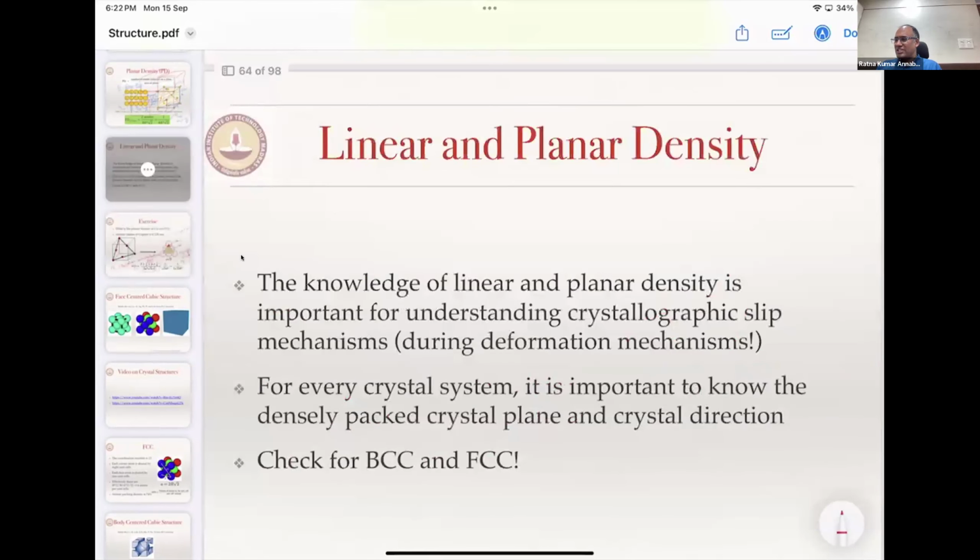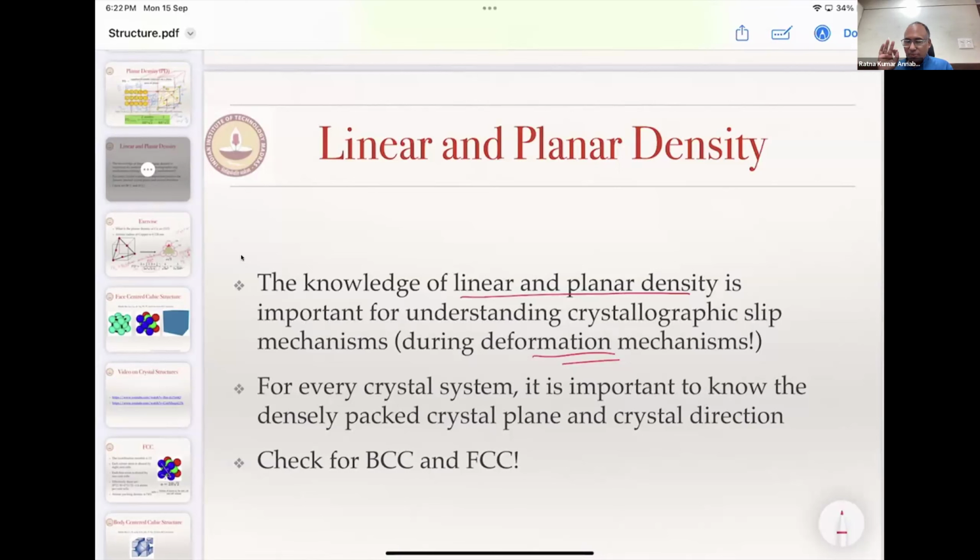So why are we interested in linear density and planar density? Because the knowledge of linear and planar density is extremely important for us to understand the deformation mechanisms. We will talk about slip in crystalline materials in the next module. That is where we need to understand the reason for certain deformation procedures, which is strongly dependent on the crystal structure. The mechanism underlying the deformation will be revealed by knowing the values of linear density and planar density.